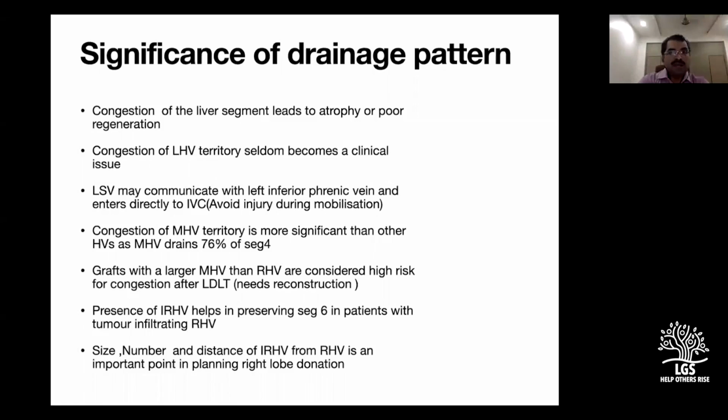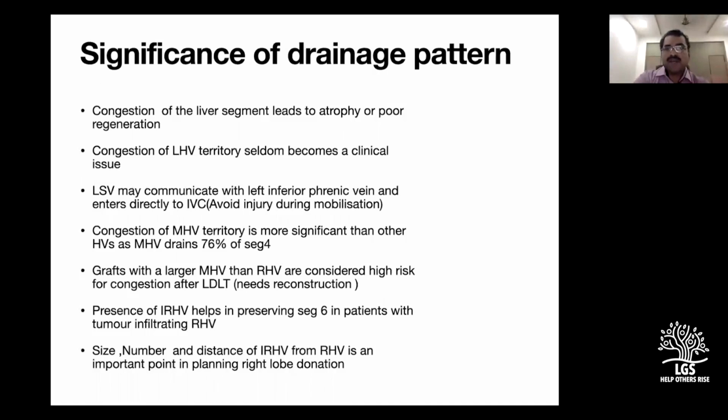If you have an inferior hepatic vein, you have to identify the size, number, and distance of the inferior right hepatic vein from the RHV. Because if there is more distance, more than 4 centimeter between these two veins, the reconstruction is difficult. You may have to do a separate venoplasty technique.